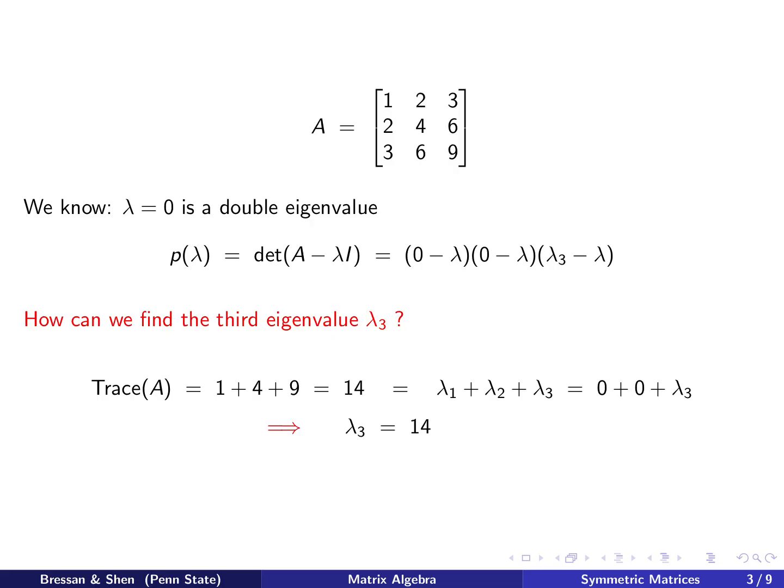So we can use the property that we have learned, that is, the sum of all the eigenvalues is the trace. What is the trace of A? Well, the trace of A is the sum of the diagonal elements. So here it will be 1, 4, 9. And you add them up, you get 14. And 14 should equal the sum of the three eigenvalues, lambda 1, lambda 2, lambda 3, where we already know lambda 1, lambda 2 are 0. So this immediately gives us lambda 3 is 14.